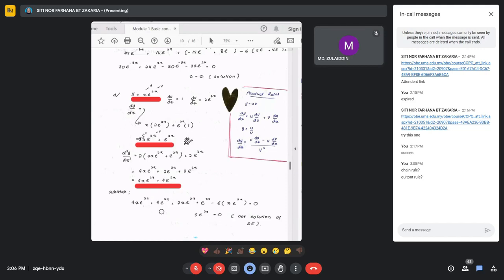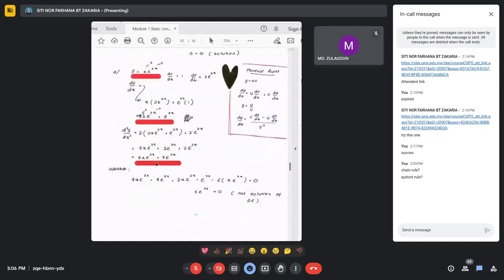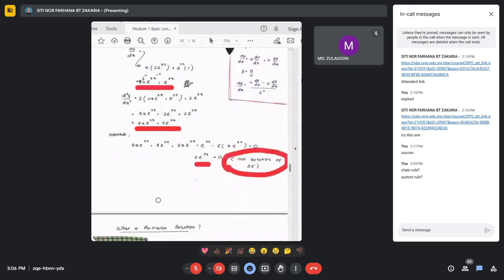Okay? So after substituting these two equations into the DE, you will get 5 exponential 2x equals 0. So both sides are not the same. So this is not a solution for the DE. Okay? Understand?